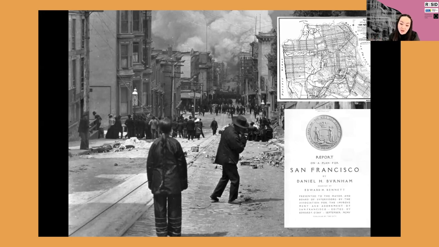So in response, San Francisco, through a lot of other forms of strategic organizing beyond just architectural, but on the architecture front, ended up hiring a team of white architects led by Bernard Maybeck to design a Chinatown that all European Americans could love.